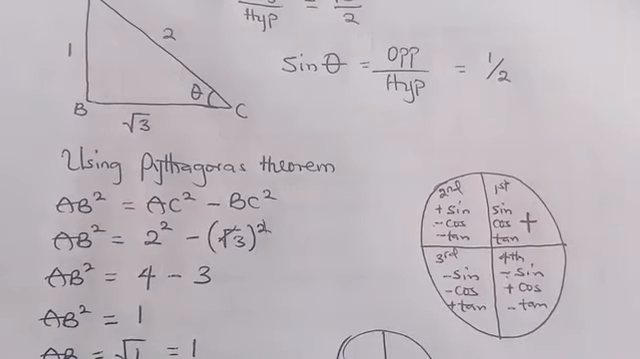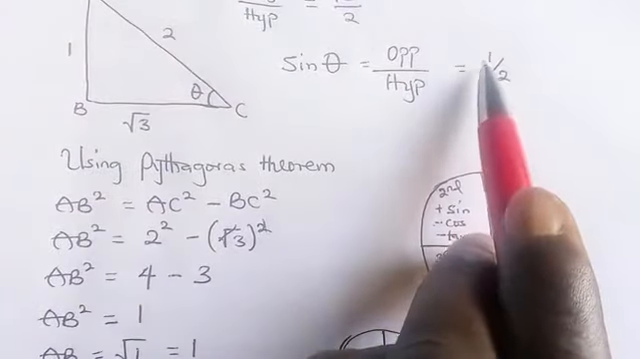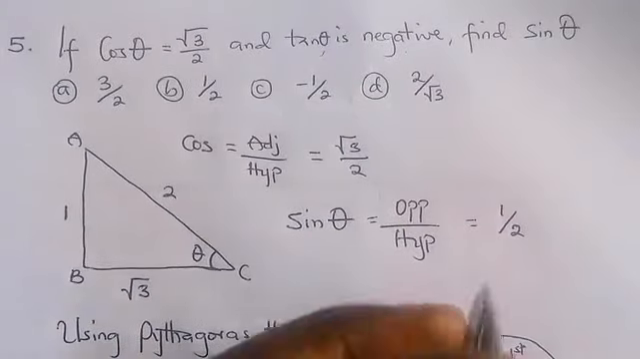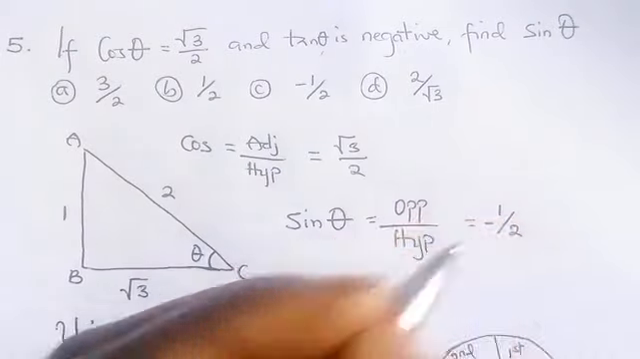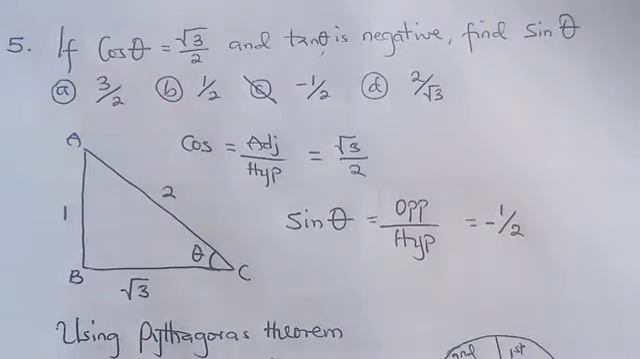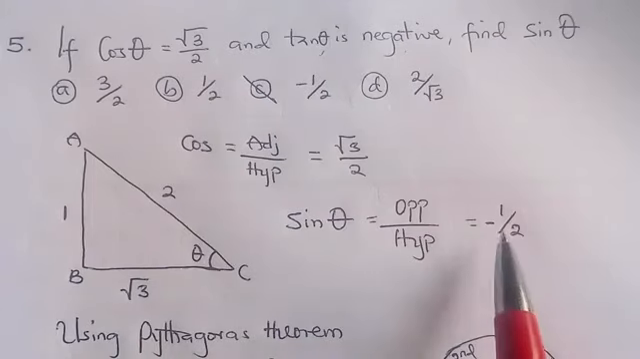So according to this question, the sine theta that we are having here is supposed to be negative 1/2. And that corresponds with option C. So if cos theta is equal to root 3/2 and tan theta is negative, the value of sine theta is equal to negative 1/2 because it is in the fourth quadrant.